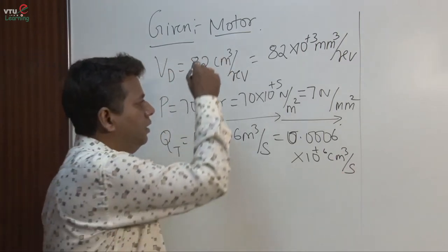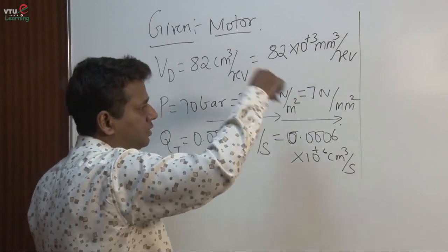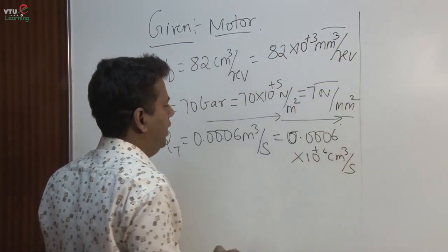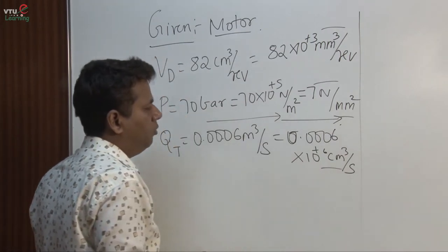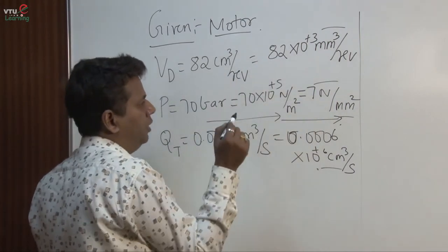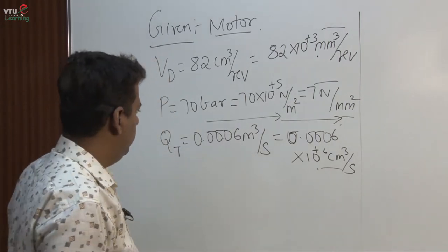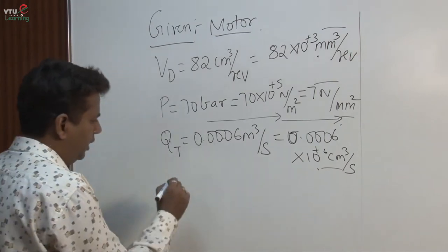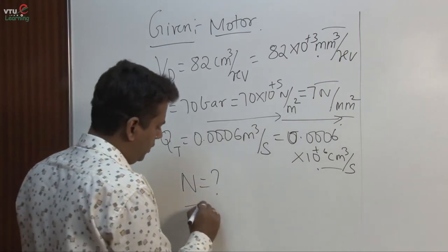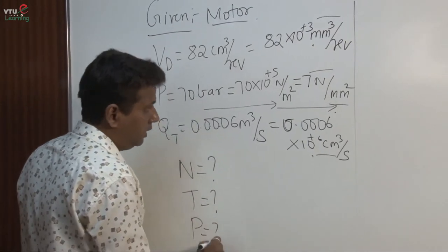We need to check that all the units have the same equivalence. That is, we have millimeter cube per revolution, 7 Newton per millimeter square, and again we have centimeter cube per second, right. I will tell you how it is useful. So what do we need to find? We need to find the motor speed, followed by the theoretical torque, and finally the power. What is the power delivered?